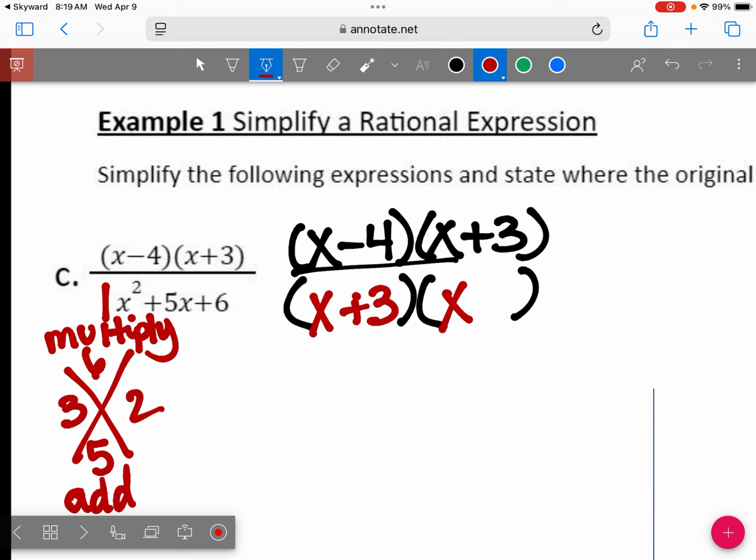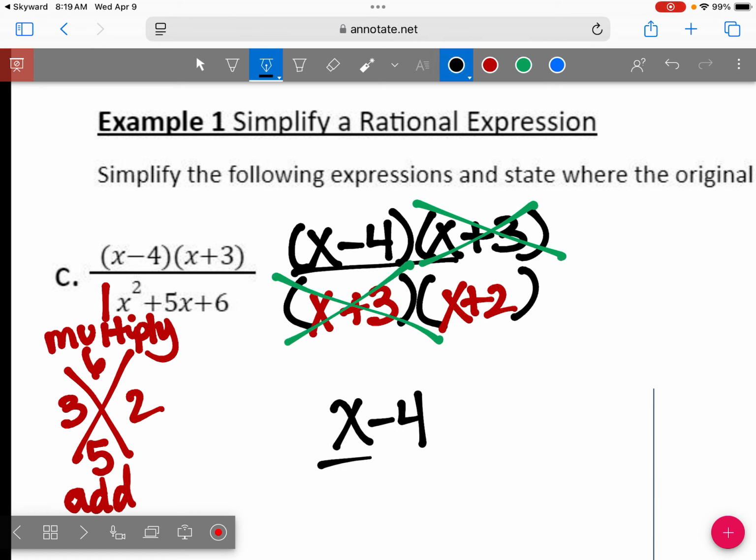Plus 3, plus 2. Is there something I can cancel out? It has to be upstairs and downstairs. X plus 3, yeah, let's cancel that out. Cross them out. So what I'm left with is x minus 4 over x plus 2.